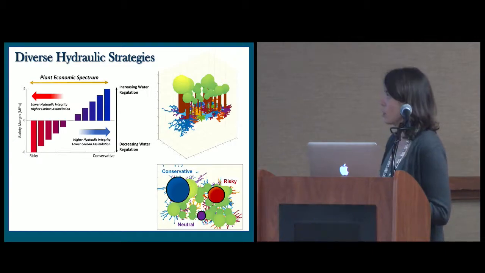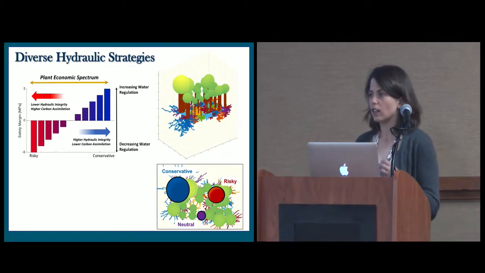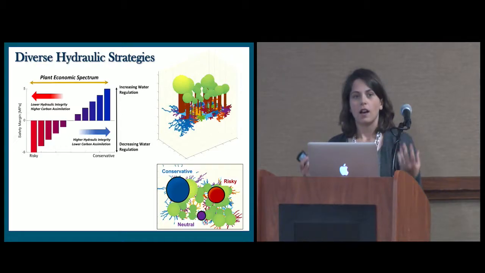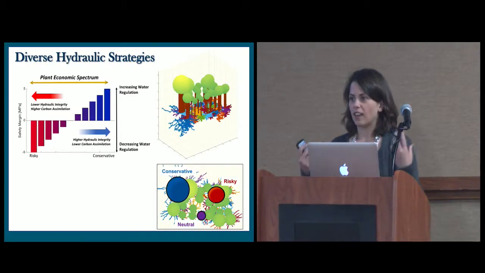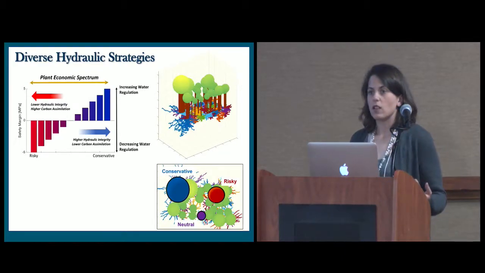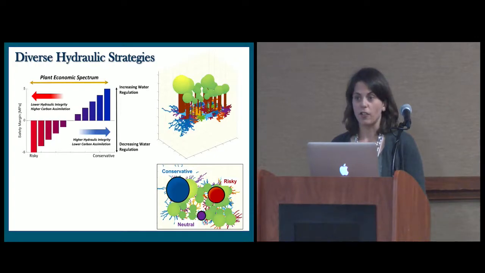On the other side of that coin, there's a more conservative strategy, where as soon as you start feeling just a little bit water stressed, you close up your stomata and stop uptaking water, but you also stop assimilating carbon, and you stop gaining that benefit as well. Now, that's all well and good, but if the drought goes on too long and you don't get enough sugars, you can die from carbon starvation.